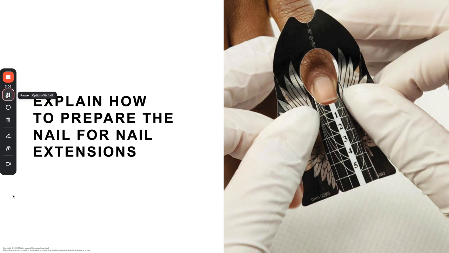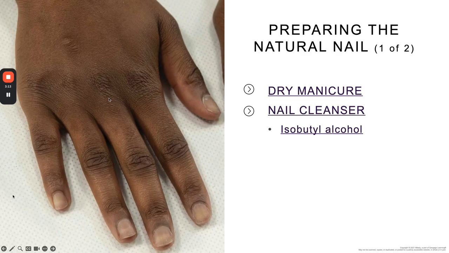So then we have objective number 3, explain how to prepare the nail for nail extensions. And there are a few different ways that we can prepare the nail for nail extensions. When preparing the natural nail, you want to ensure that the enhancement product lasts. It's important that the natural nail is clean and free of moisture and oil so that the enhancement products adhere to the nail plate. Remember that the keratin layers in the natural nail act as a sponge, so the nail plate is absorbent.